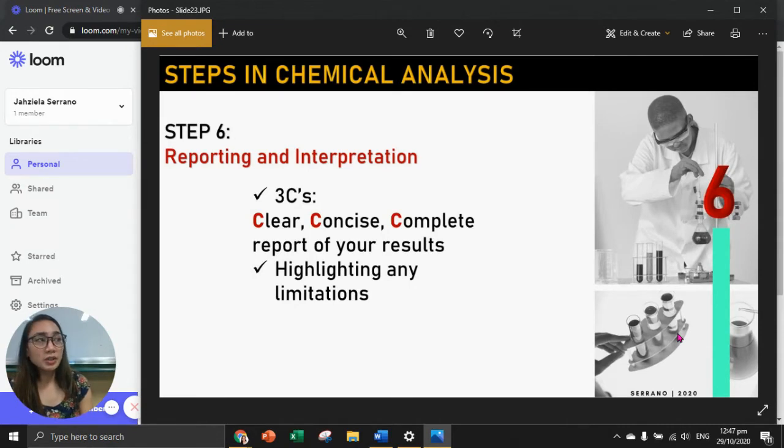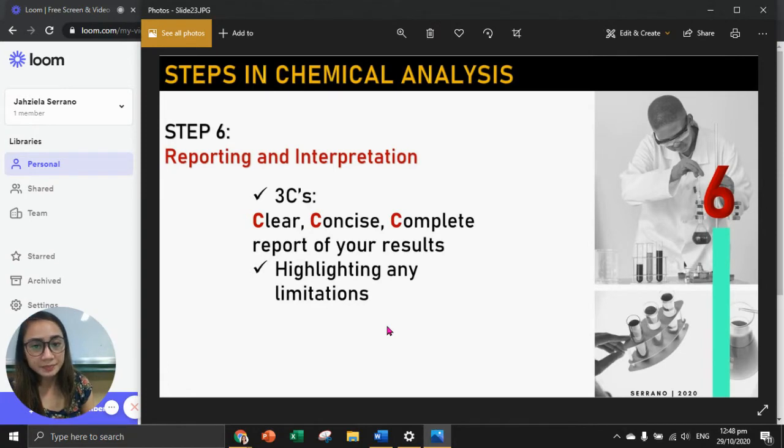So when you're doing reporting, you have to remember these three C's. First C, it has to be clear. Next, it has to be concise. And then, of course, kailangan complete yung report of your results. So you're not just doing the experiment for fun, and baliwala lahat ng results mo if you're not going to write it down and if you're not going to be specific. So, in step number 6, kailangan medyo ano ka dito, yung may pagka-OC ka, no? Kailangan may pagka-perfectionist ka kasi every detail, even the smallest detail, you have to write it down.